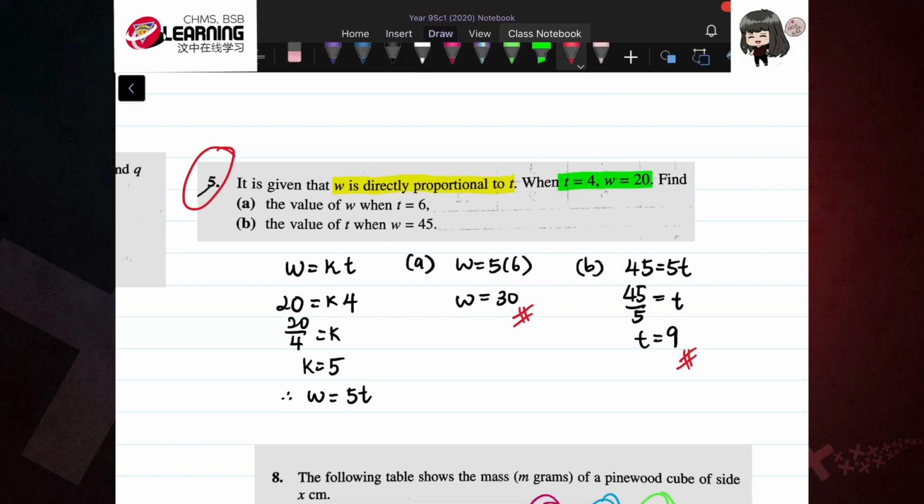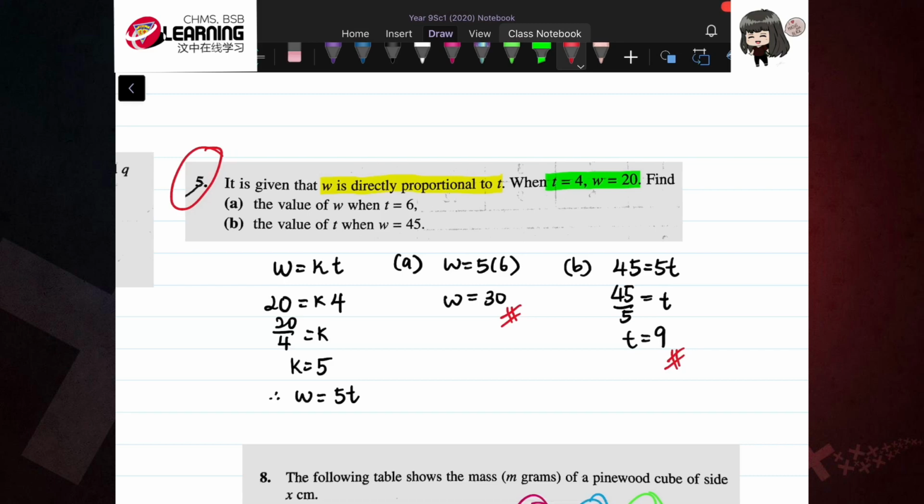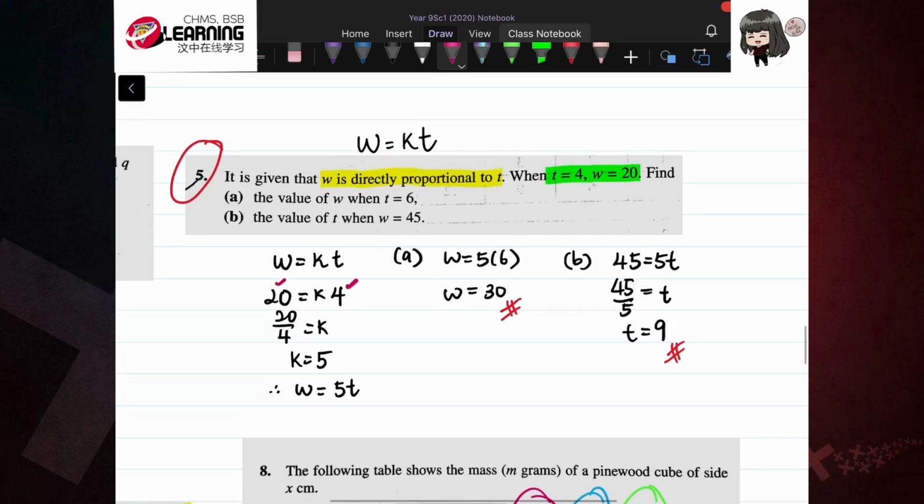Question number 5: it is given that W is directly proportional to T. Let's recap what direct proportion is. We can write this as W equals K times T, right? When T equals 4, W equals 20. From there we need to find our constant K. Substitute W equals 20 and T equals 4, and you will find that K is 5. So W equals 5T.